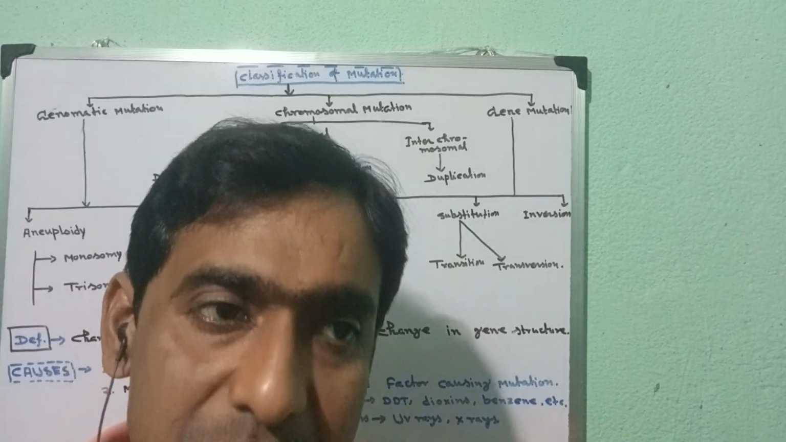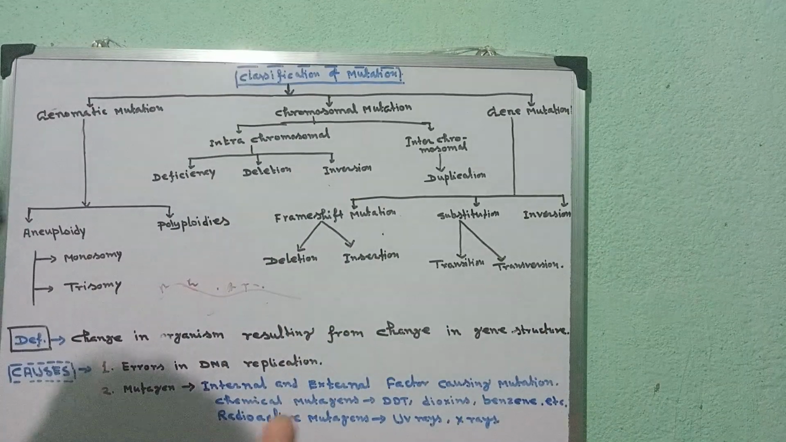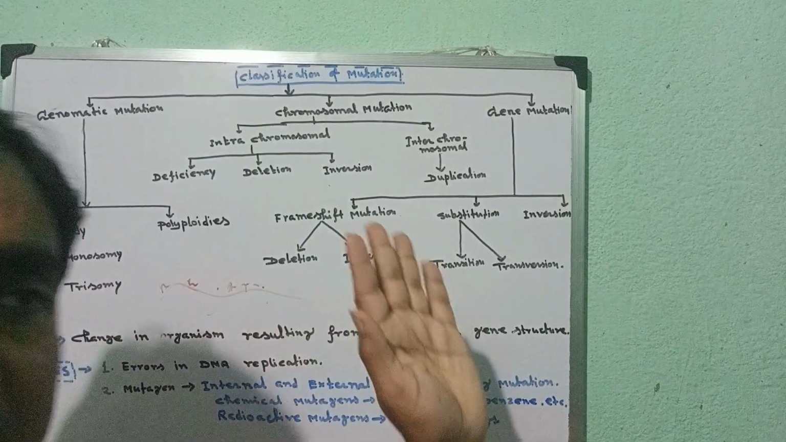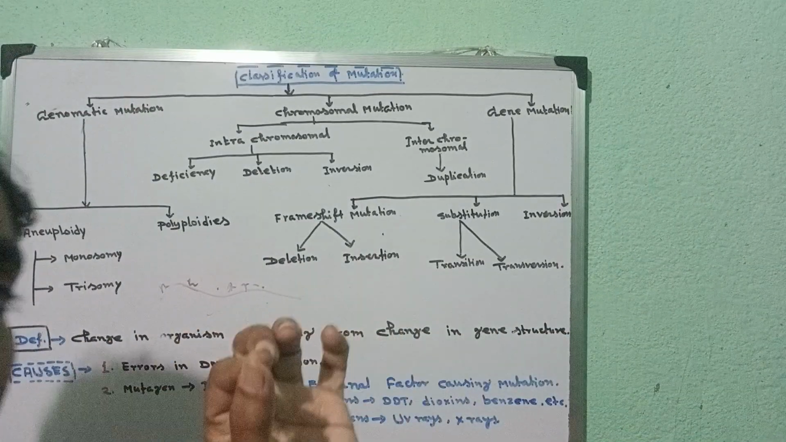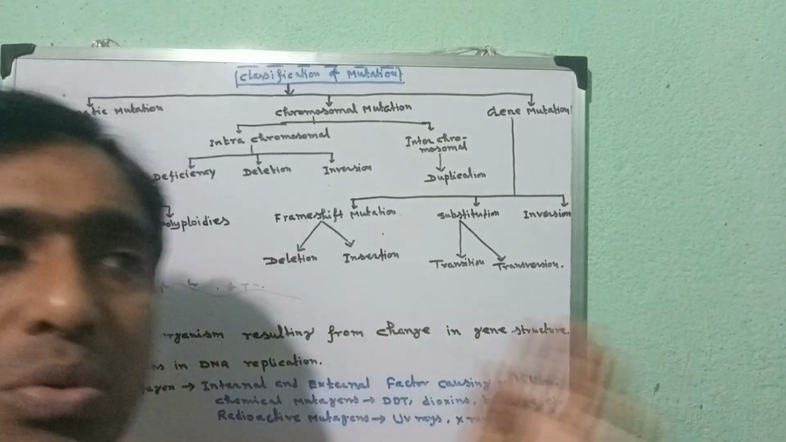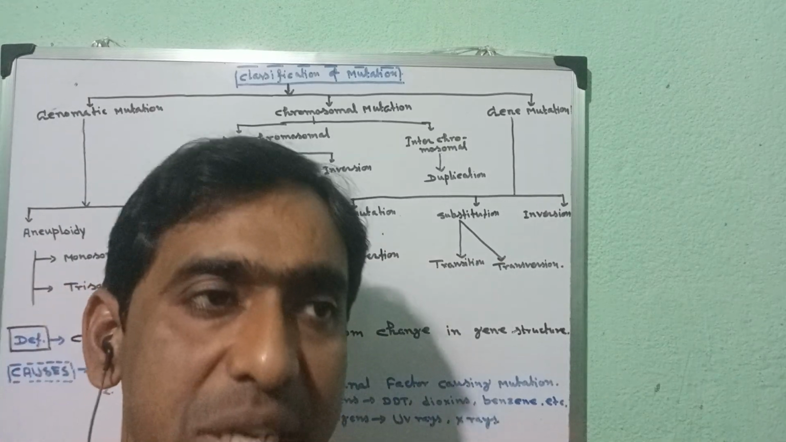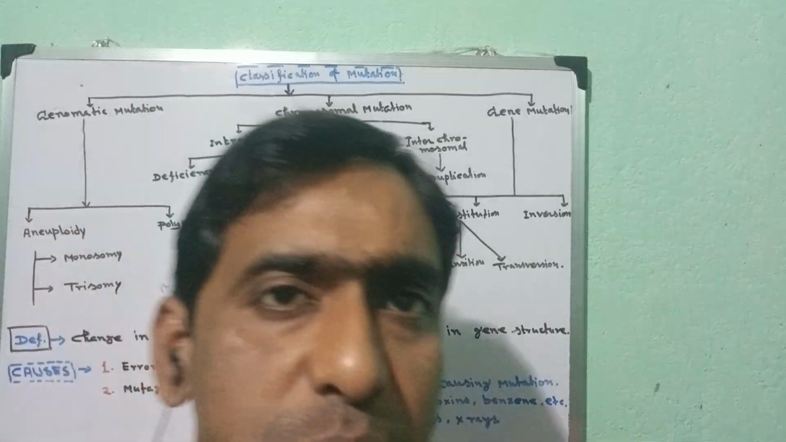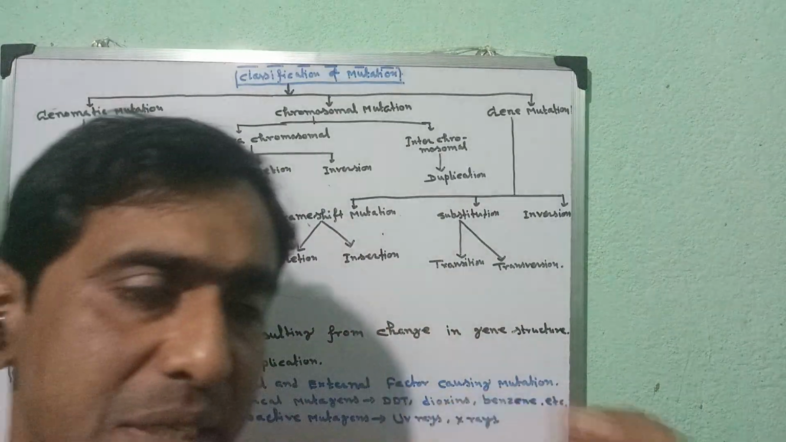The other cells apart from the germinal cells, all the cells of our body, are called somatic cells, and the genetic material is also present there. So when any gene part of a somatic cell is changed by mutation, this mutation is called the somatic cell mutation. Okay, so according to the cell involvement, this is the two types.